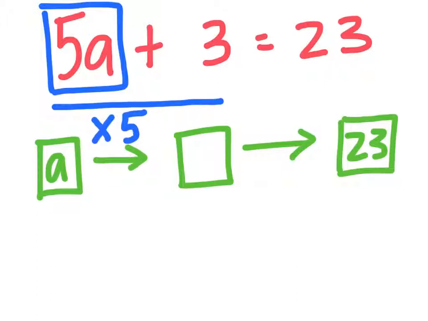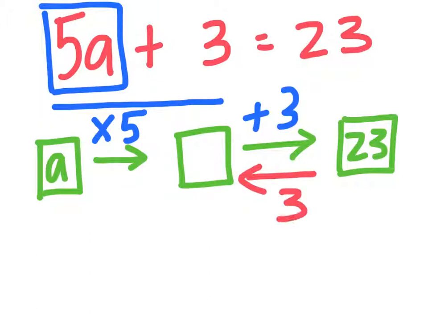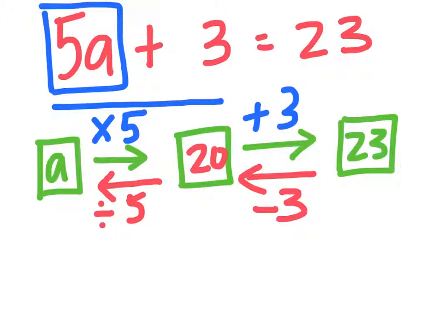Now I don't know what this box here will equal yet because I don't know what a is, but I do know that I have a multiplied by 5 plus 3, and that equals 23. And now I'm going to complete the inverse operations. So the opposite of adding 3 is subtracting 3. So 23 subtract 3 will be 20. And instead of multiplying by 5, because I'm backtracking, it will be divided by 5. So 20 divided by 5 is 4.